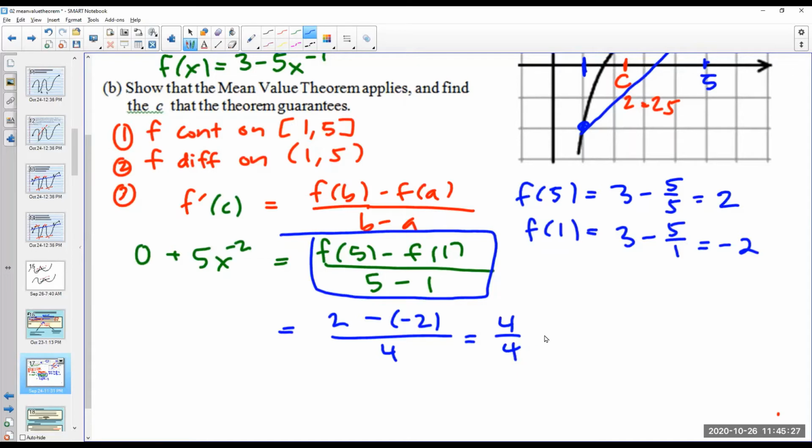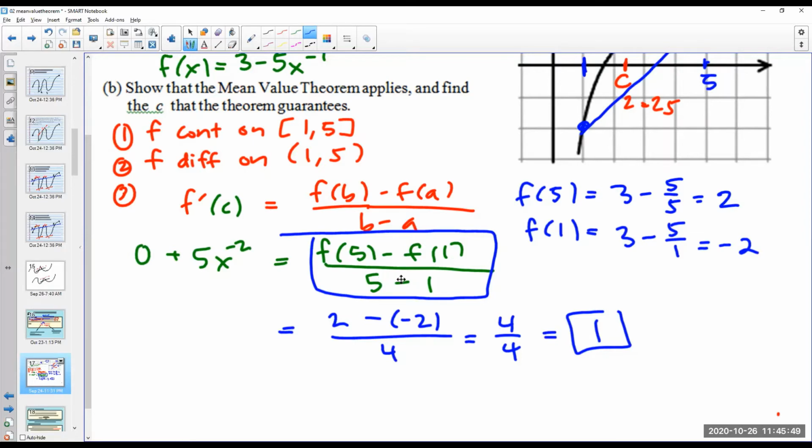And here's where students make the biggest mistake. They set this 4 over 4 equal to 1, they box it in, and they go to the next problem. Okay, what did I just find about this one? Is this the x value where the slope of the secant line is equal to the slope of the tangent line? No, it's just the slope of the secant line. It's just the slope of this.